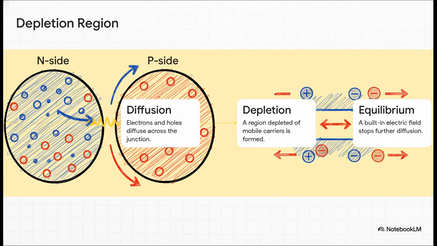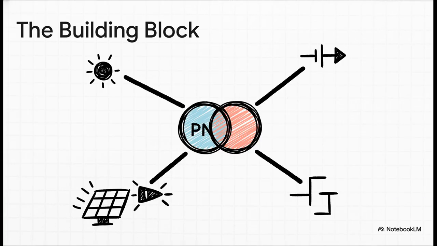The second they touch, stuff starts to happen instantly. The extra electrons on the N side see all those empty holes on the P side, and they just rush across the border to fill them in. This little flurry of activity right at the junction leaves behind a thin layer that's been emptied out, or depleted, of any mobile charges. We call it the depletion region, and this region creates its own electric field that acts like a gatekeeper, controlling any further flow of current.